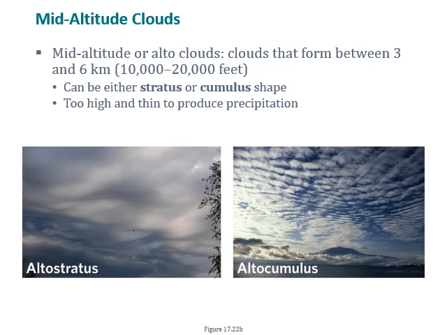Mid-altitude clouds form between 3 and 6 kilometers or 10,000 and 20,000 feet. These include stratus or cumulus-shaped clouds. These are also too high and thin to produce precipitation. Stratus clouds are spread out in lateral directions or XY directions, and cumulus clouds are spread out in the Z direction or in the vertical direction. Refer back to the initial figure of cloud shapes if you need to.